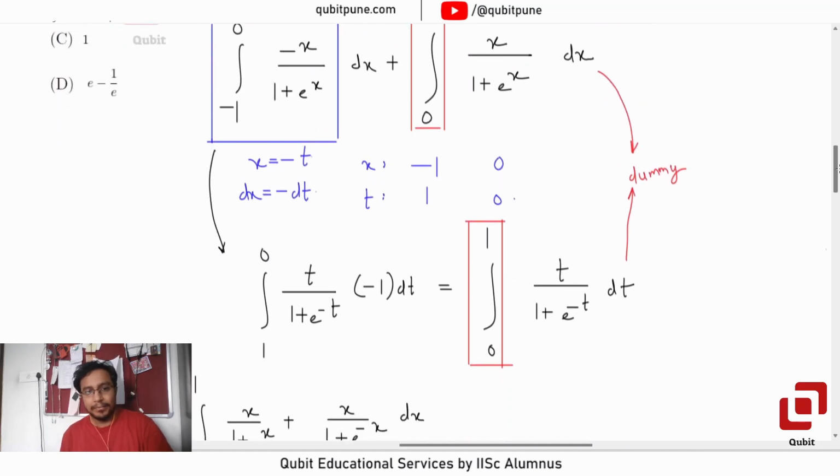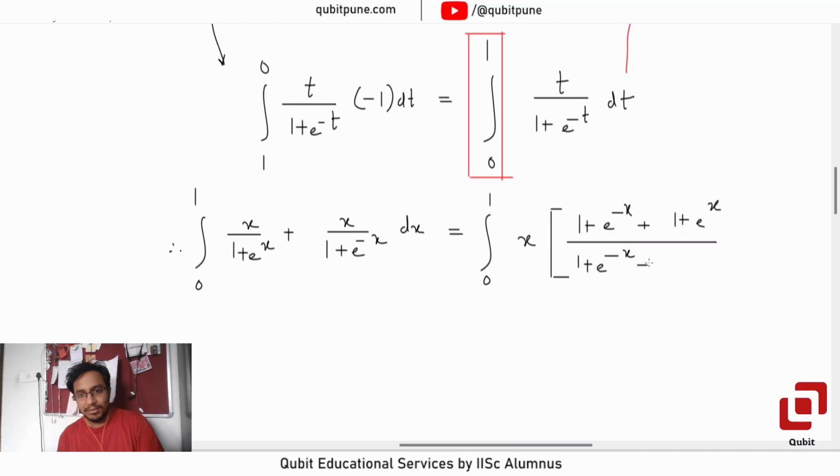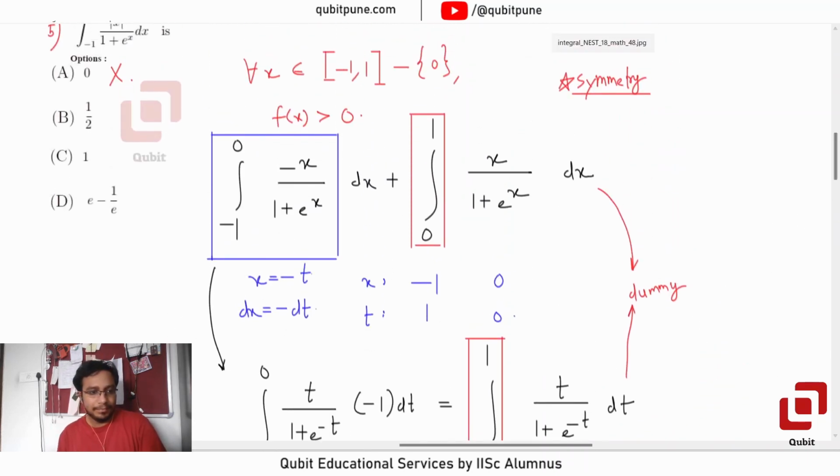Is it clear now? Yes or no? Take x common, LCM. Take the product in the denominator, 1 plus e raised to minus x plus e raised to x plus, and everything fits so well, and that's very satisfying because all the terms get cancelled here. The numerator is essentially the same as the denominator, so that gives you 1. Integral of 1 is x squared by 2. Answer is option B.